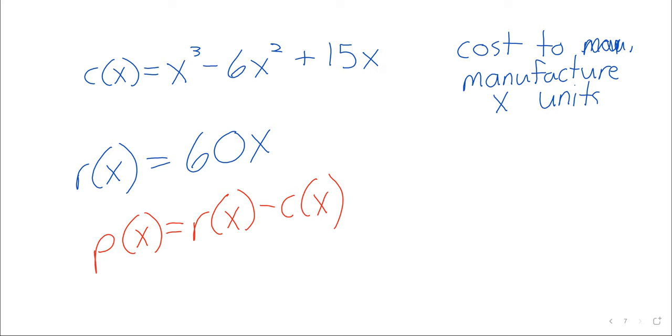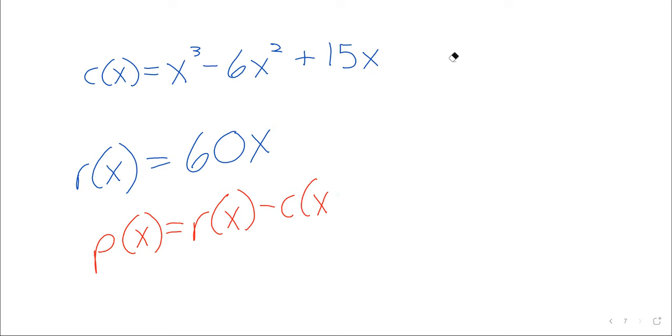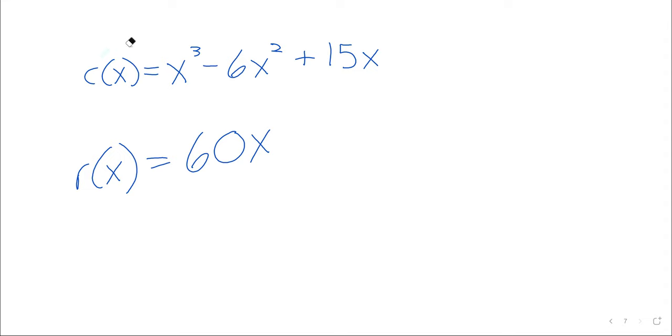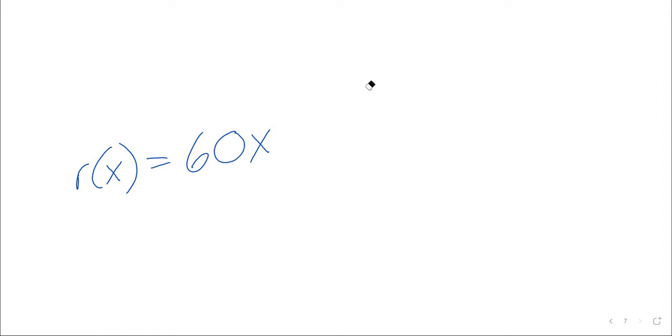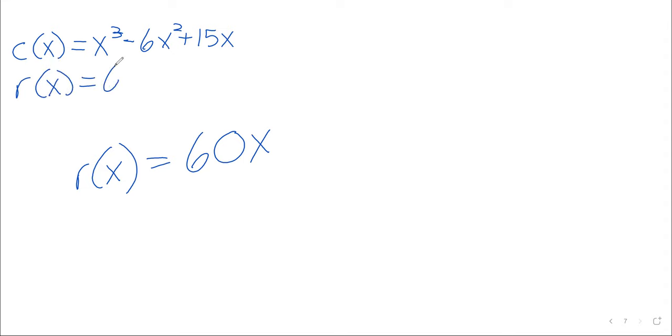Then let's say I'm going to give myself some space to work. In particular, I'm going to copy this back down. I'm just going to shrink my writing a little so that I have a little more room on the left-hand side of the board. C of X is still this cubic polynomial. R of X is still this linear function.